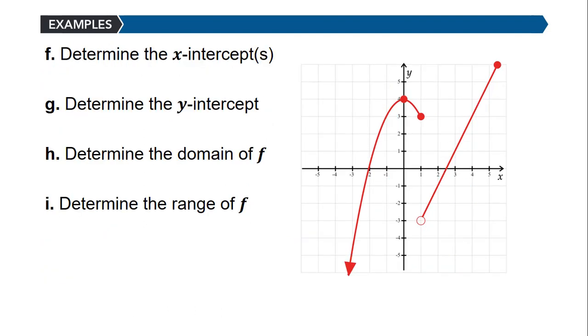The x-intercepts, remember those are the ordered pairs where the graph crosses the x-axis. It crosses the x-axis in 2 points, specifically at -2, 0, and looks like 2.5, 0. The y-intercept is where the graph crosses the y-axis, which occurs at one point, which is at 0, 4.